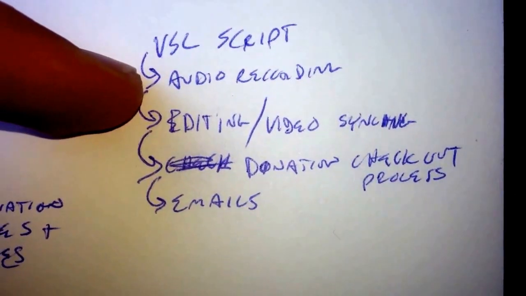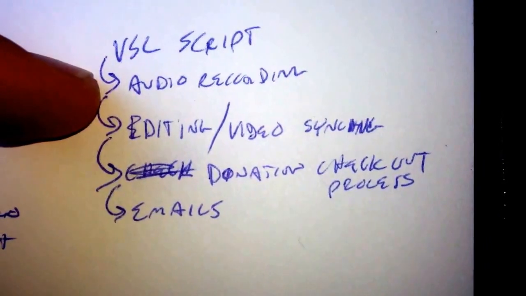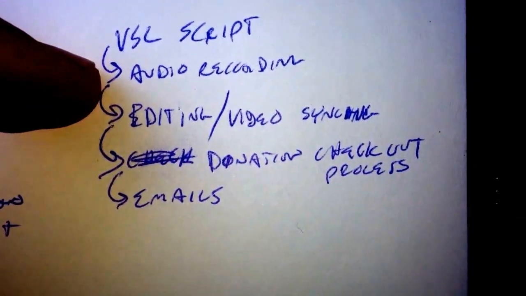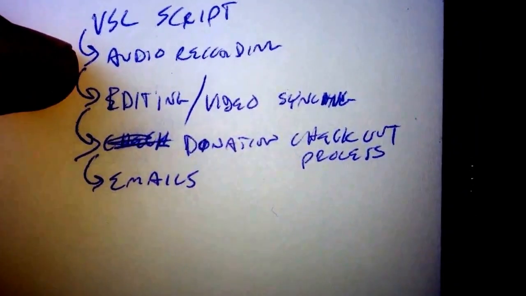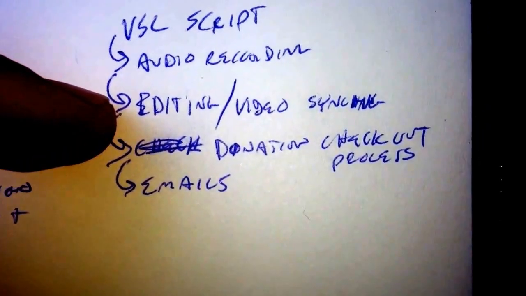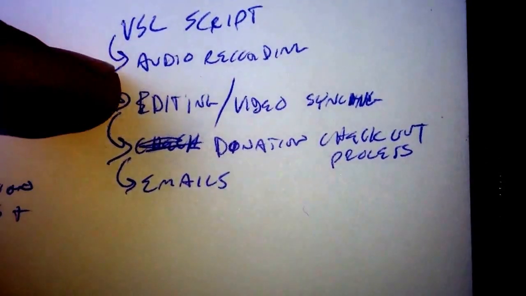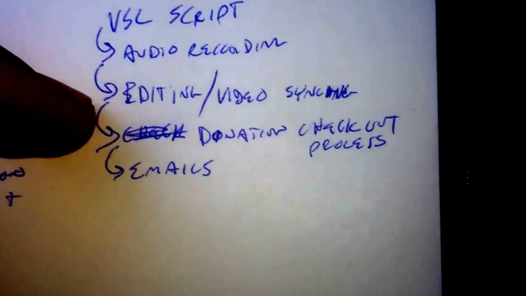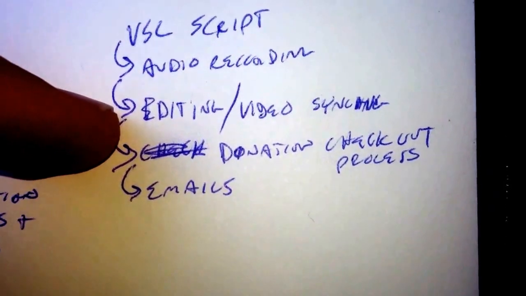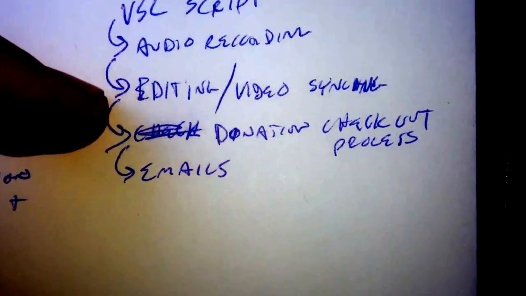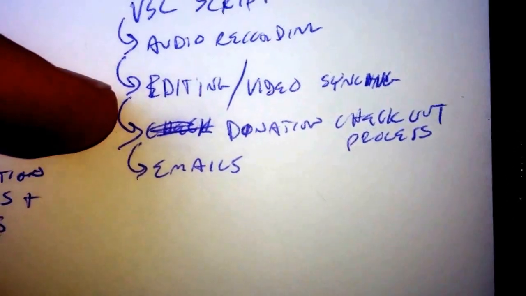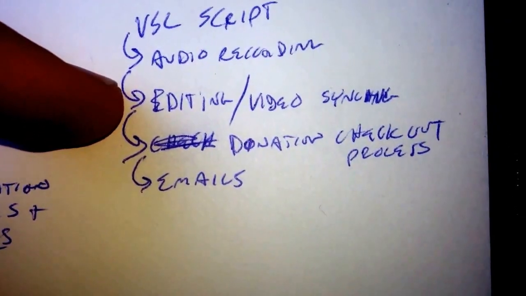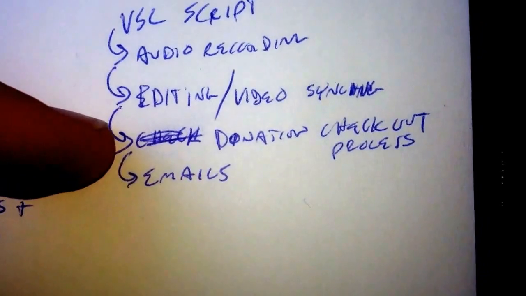We'd get the audio recorded for it, probably by a voiceover artist, which are fantastic. And if I didn't have one, I would just do it myself. Then editing and video syncing. So you take the audio and the script, and you put them together into a certain format that creates a video sales letter. It's just words on a screen with not a whole lot of interaction besides that, so it's not too distracting.